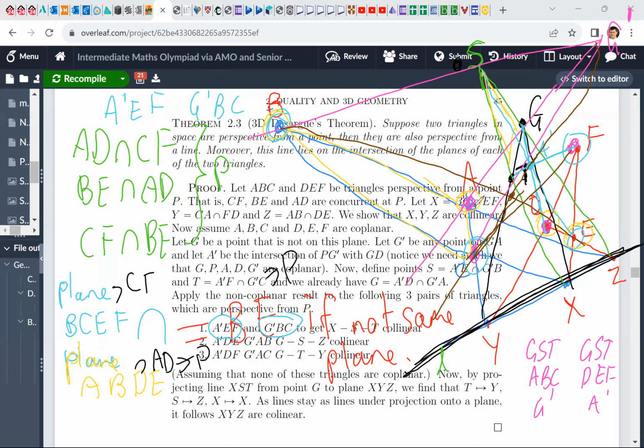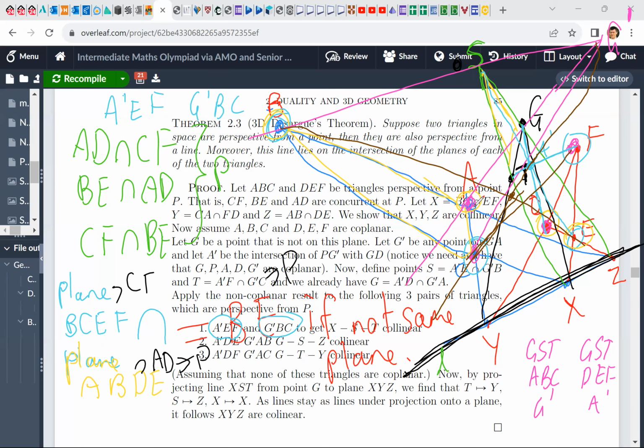Okay, so what are we doing? Everything's on one plane to start with, including X, Y, and Z. We want to use the three-dimensional result, so we want to get out of the plane. So we define G to be any point outside of the plane. And because it's any point, you can move it a little bit if you run into some coplanar problems later. So you're free to move G.